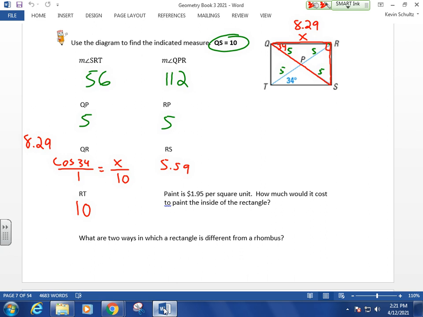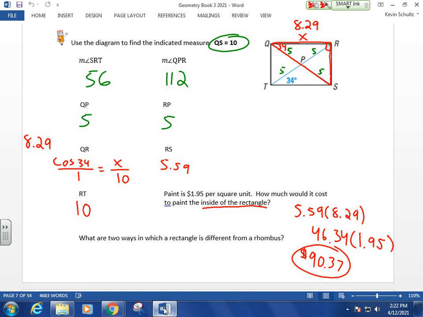How much would it cost to paint the inside of the rectangle? When we're talking about rectangles, the inside of them, what are we referring to? Josh, the area. The area of a rectangle is base times height, or in this case, 5.59 times 8.29, and ultimately times 1.95, yes. I just simplified the 6, but not the 8, so I got it. So this is 46.34, which when you multiply that by $1.95, gives you $90.37.